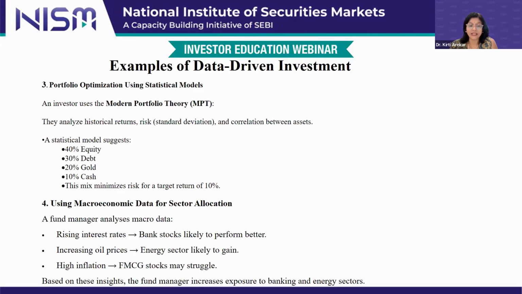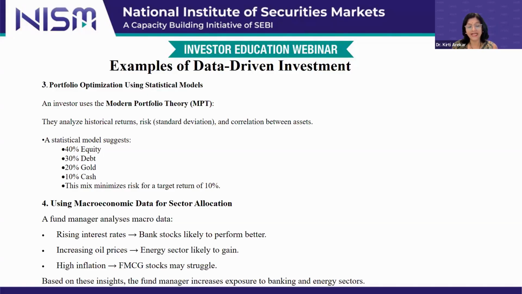Similarly, if oil prices increase, the energy sector is likely to gain. It is a general perception in the market, but not necessarily. Again, we need to find the relationship. In my practical experience, I always say that 50% of the time the perception will work, but 50% of the time we need to take a decision through data-driven investments or data analysis. Similarly, with high inflation FMCG stocks may struggle, but again it is a perception in the market. We don't know, because if a relationship does not exist, it will not work.